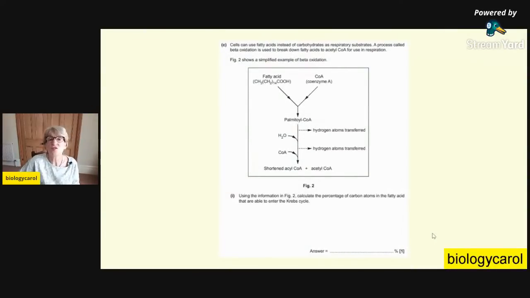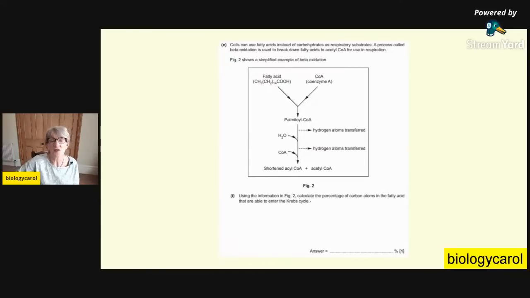Okay, cells can use fatty acids instead of carbohydrates as respiratory substrates. A process called beta oxidation, which you have never heard of and are not required to know about, is used to break down fatty acids into acetyl coenzyme A for use in respiration. Acetyl coenzyme A is obviously that substance that is funneled into the Krebs cycle in the mitochondria for aerobic respiration.